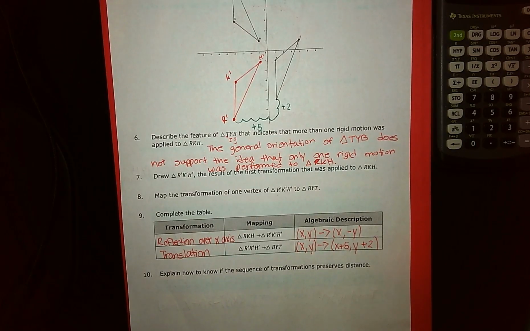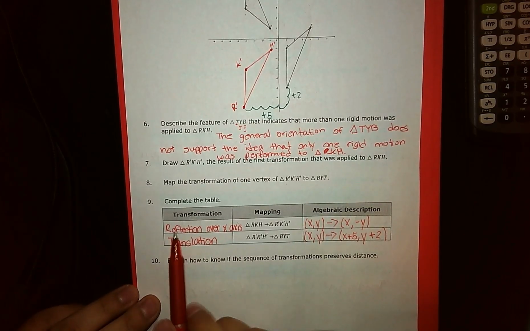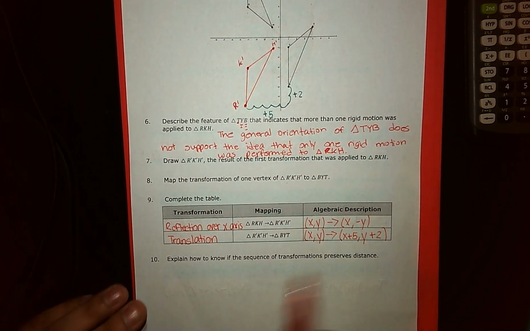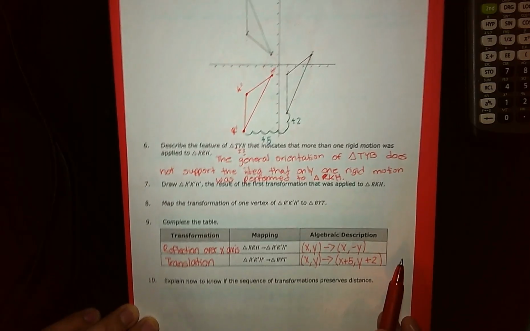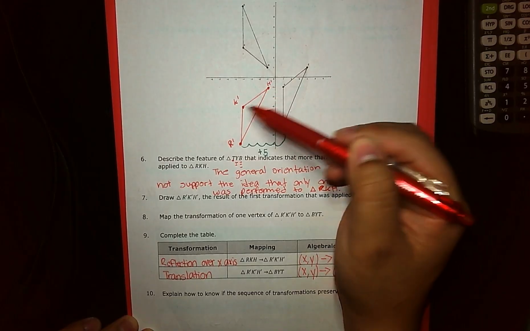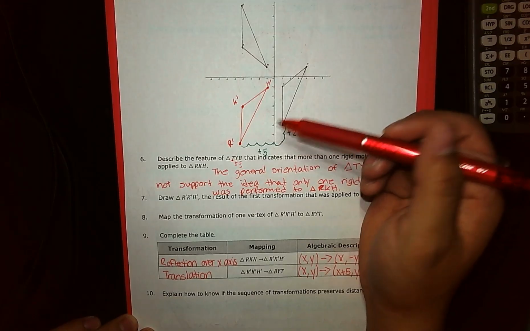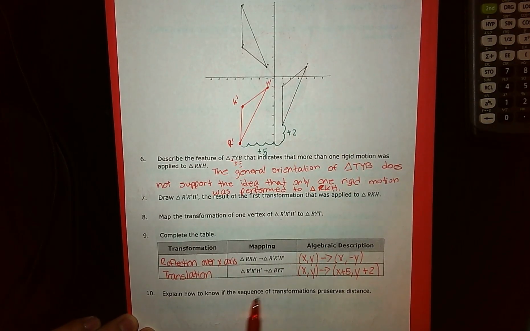Alrighty, so one way you could have thought about it was that you know that reflections and translations are rigid motions. And what are rigid motions? Rigid motions are transformations that preserve distance. So preserve distance, what does that mean? It means when I reflected this triangle, the lengths of the sides did not change. And then when I translated it, it also did not change. So I know that the transformations we performed preserved distance.